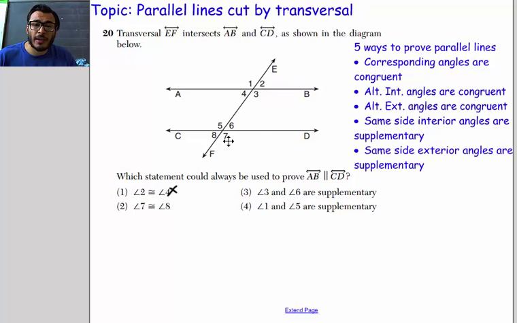Choice 2 says angle 7 is congruent to angle 8. That's a linear pair and they're supplementary, and those do not prove that the lines are parallel. Choice 3 says angle 3 and angle 6 are supplementary. So those are same side interior angles, and if they're supplementary, that would prove that the lines are parallel. See over here, same side interior angles are supplementary, that would prove parallel lines. Now choice 4 says angle 1 and angle 5 are supplementary. Actually, angle 1 and angle 5 are corresponding angles, so the answer is not choice 4.